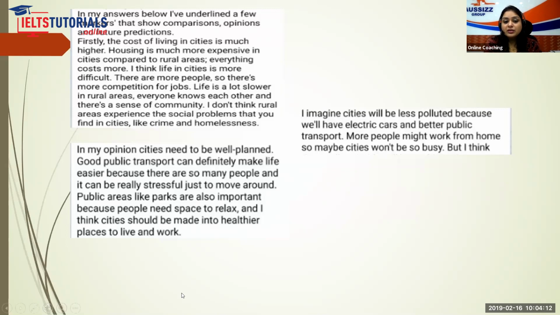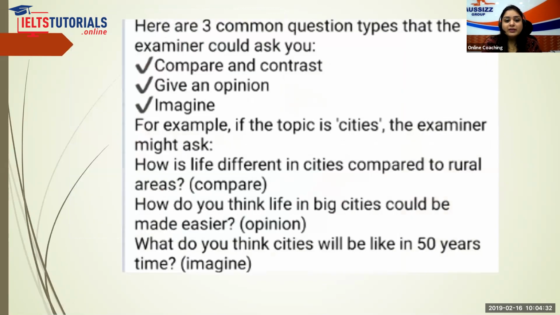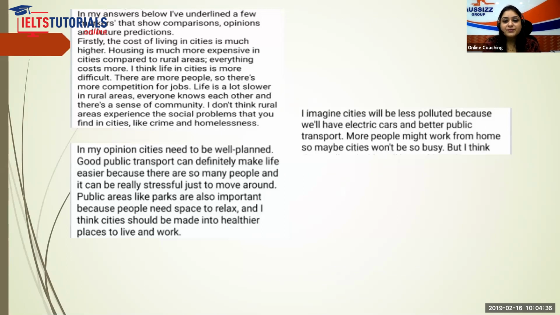Then come to imagination. If the person is imagining, I imagine cities will be less populated because, I believe, or I think, or I imagine cities will be less polluted because we'll have electric cars. Okay, what is question 3? Let me give you the third type of question. What do you think cities will be like in 50 years time? Now, 50 years time, see, I imagine cities will be less polluted because we'll have electric cars and better public transport. More people might work from home, so maybe cities won't be so busy.